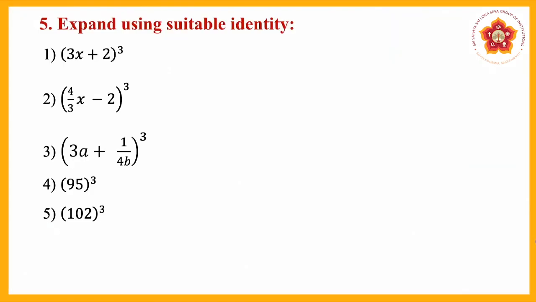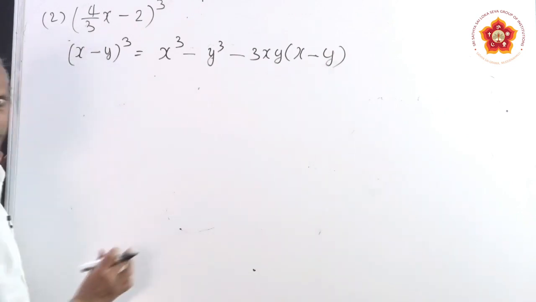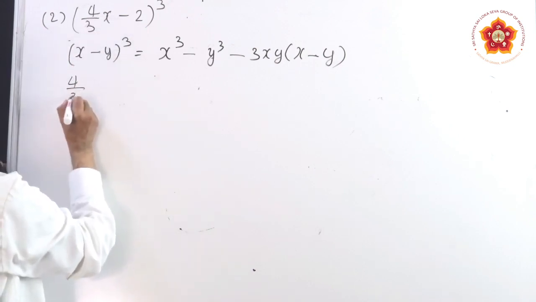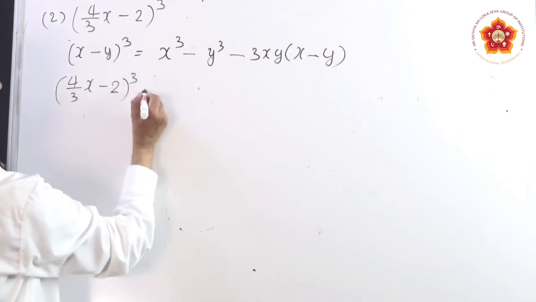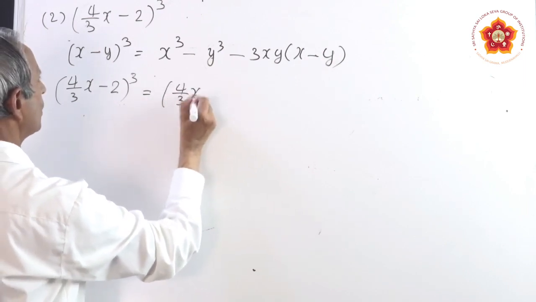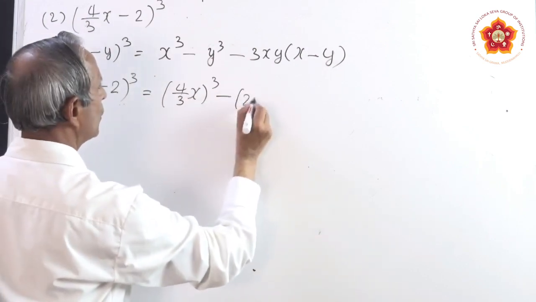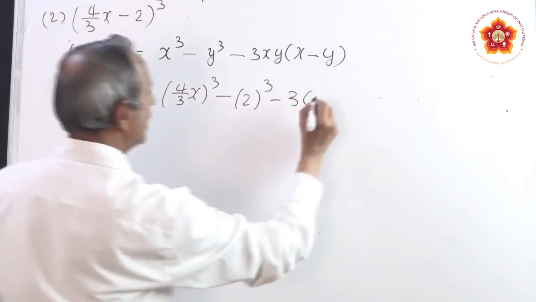Next let us move to the second problem. Now for this you have to use the last identity, x minus y whole cube is equal to x cube minus y cube minus 3xy into x minus y. This is the identity. Therefore, instead of x here 4 by 3 is there, write 4 by 3 x. Instead of y 2 is there, write 2 whole cube equal to, here x cube is there, you write it as 4 by 3 x whole cube minus, instead of y 2 is here, write 2 whole cube minus 3 into, in the place of x 4 by 3 x is there, write 4 by 3 x.